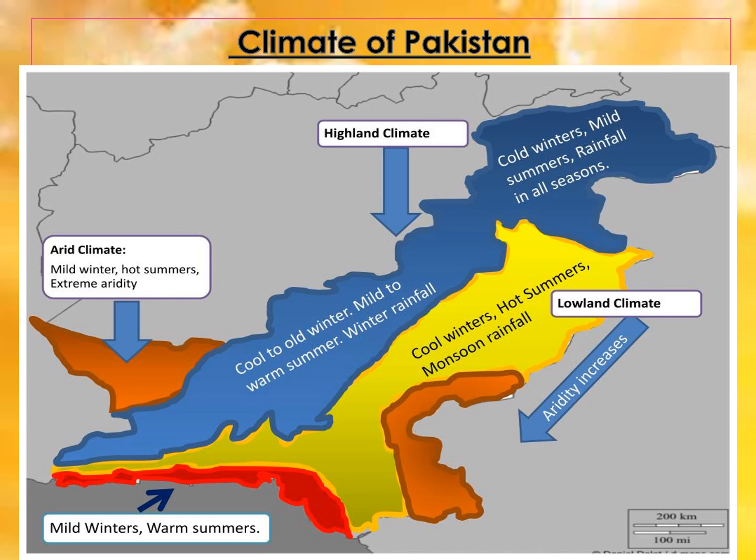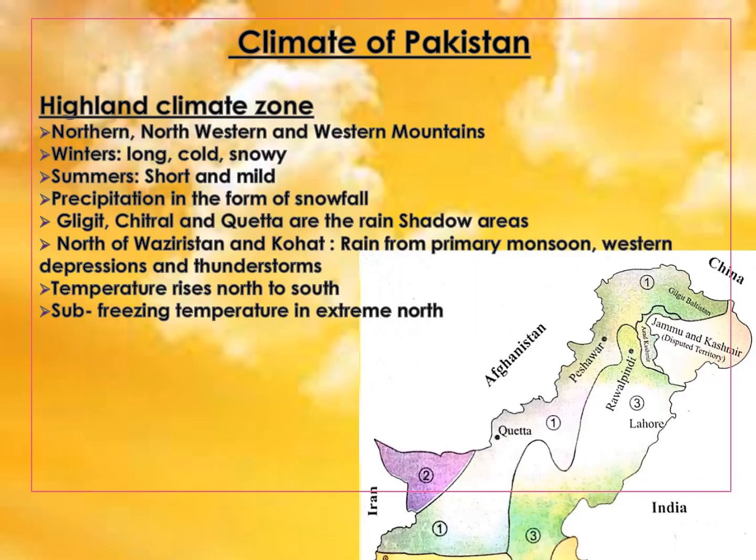First of all, let me show you on the map where these zones are. You can see the blue color, it's the highland climatic zone. In yellow color, it's the lowland climatic zone. The brown color depicts the arid climatic zone, and the red one is the humid or coastal climatic zone. Now, first of all, let's see the highland climatic zone.